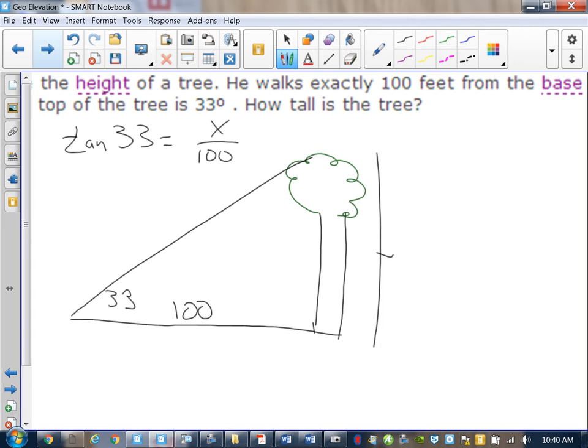And again, what do you do to solve for x? Well, you have to multiply that by 100. 100 times the tan of 33 equals x. Equals the answer. And there's your answer. Whatever that decimal equivalent. Remember, when we start to get to stuff like this, make sure you're always rounding to 2 decimal places, please.